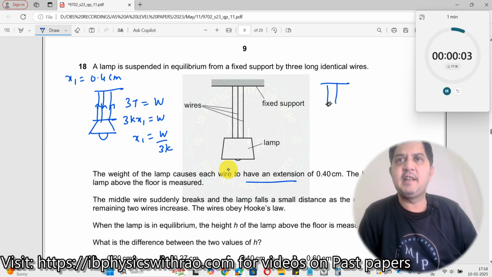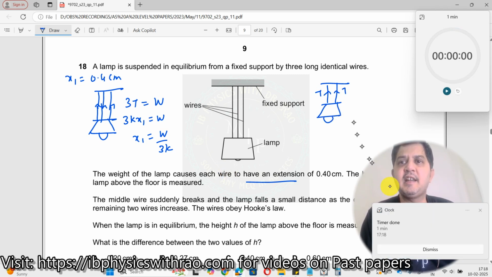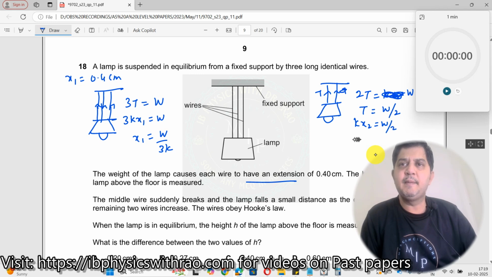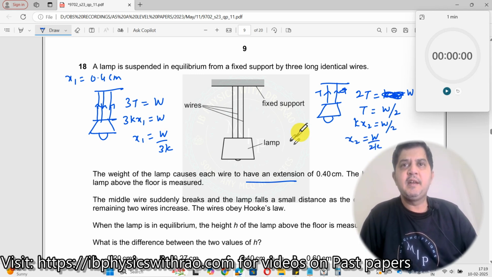There are two wires only connected, the third wire is broken. So I have a lamp once again suspended. So T here and T here act. Now 2T is equal to W, or T should be equal to W by 2. But T we already know is Kx2. So Kx2 is equal to W by 2, or x2 should be equal to W by 2K. We got all this now.